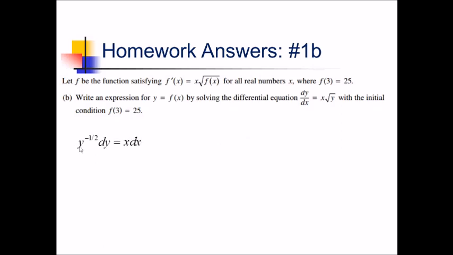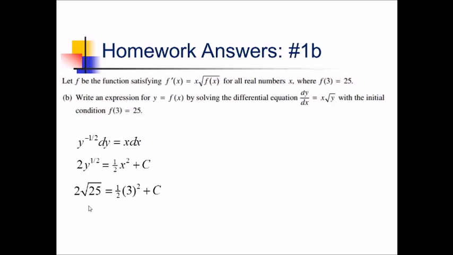Anti-differentiating the left side now, this bumps up to a 1/2. Multiplying by the reciprocal of that, we have 2y to the 1/2, or 2 times the square root of y. On the right side, this is going to be 1/2 x squared plus c. Now let me plug in my initial condition. So I've got 2 times 25 to the 1/2, so the square root of 25. And on the right side, I have 1/2 times 3 squared plus c.